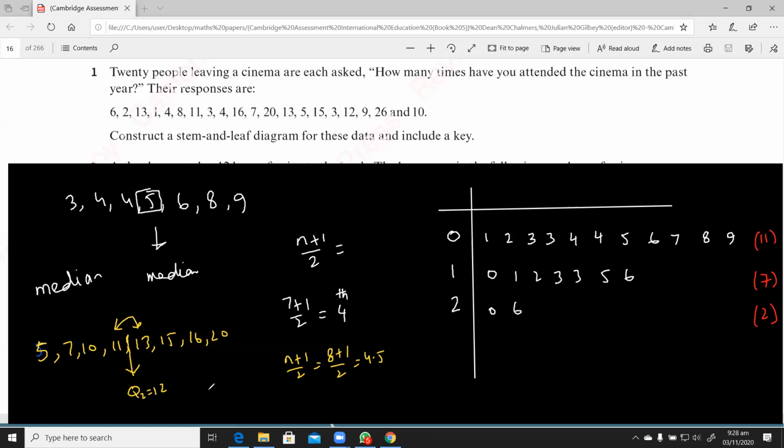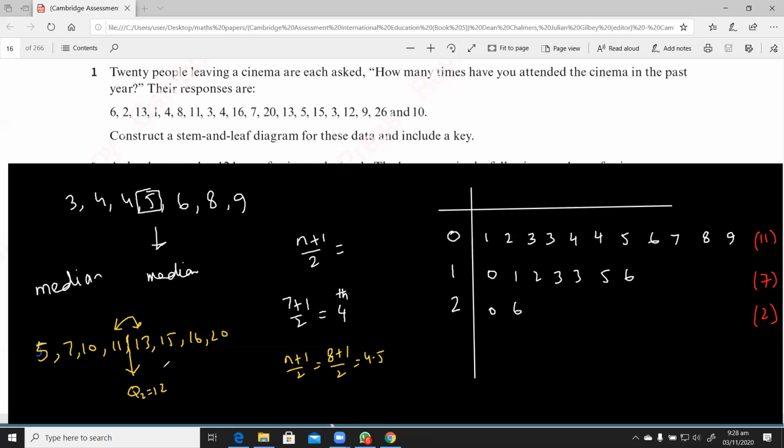Now, how to find the lower quartile in these cases? Do you have any idea how to find the lower quartile? Okay, n plus 1 over 4. Any other idea?